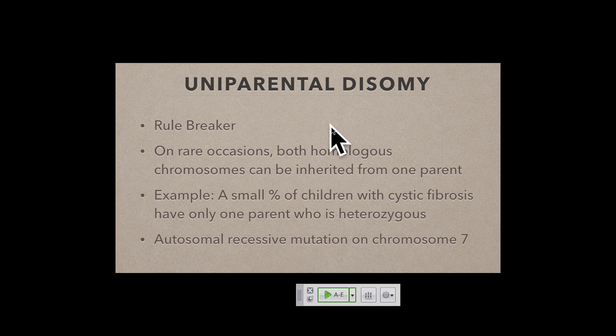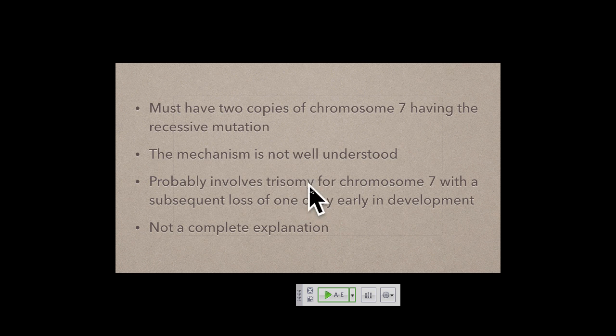One partner has 2 wild-type copies, and the other one is a heterozygous carrier. So everything seems to be fine. And then once in a while, it's very rare, they end up with a child who has cystic fibrosis. So the question is, it's a fully recessive autosomal disease, so how did they end up with 2 copies of this recessive allele when the DNA analysis had confirmed that only one parent was a carrier? When you look more carefully, what you see is it's actually 2 copies of the same homolog from one parent.